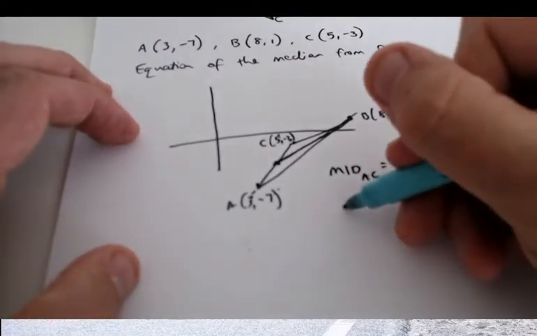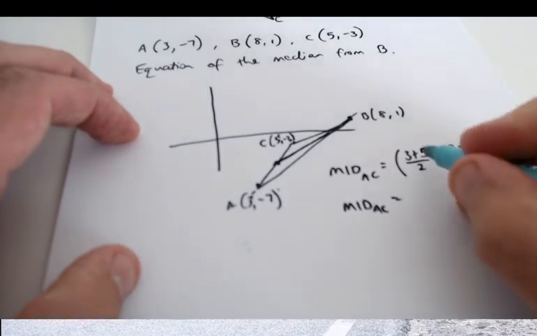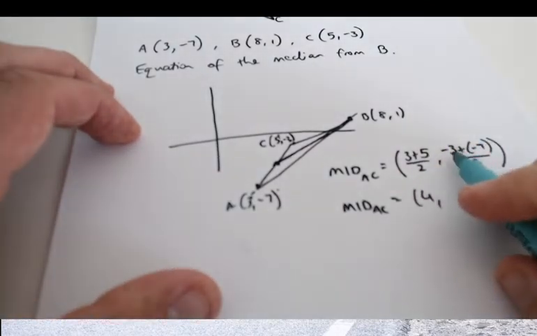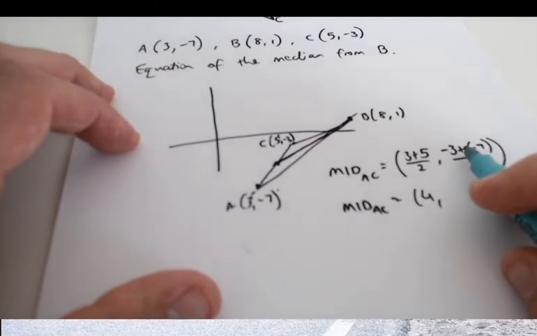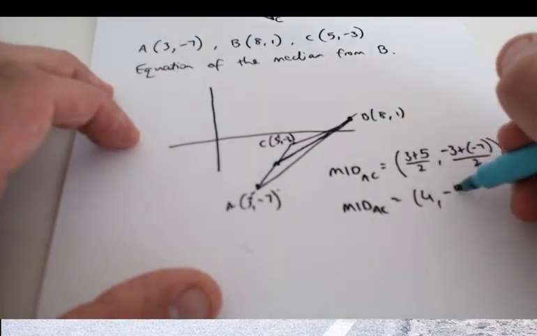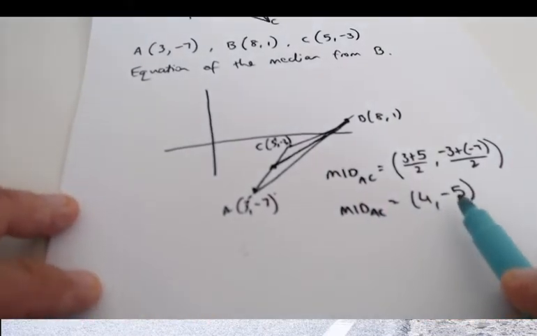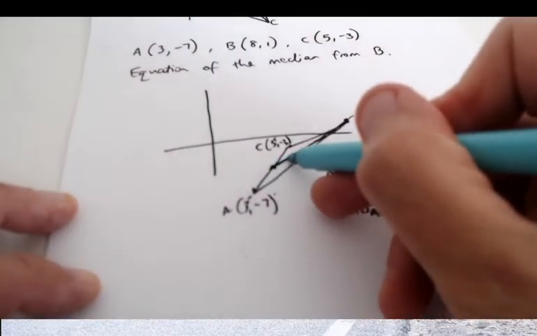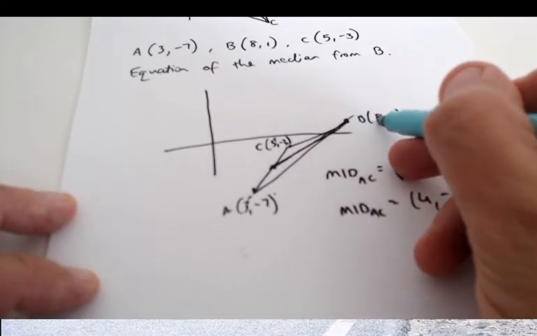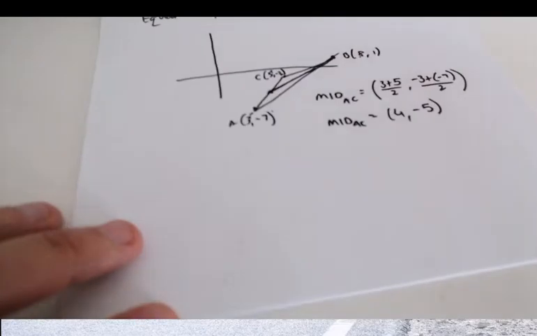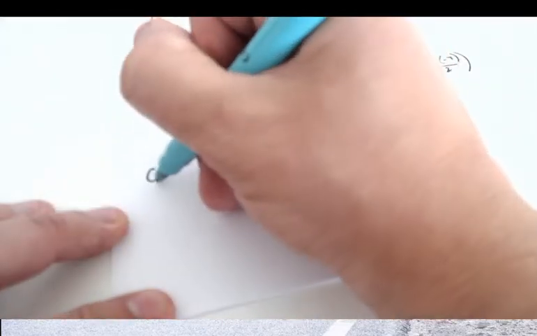Okay, so the midpoint of AC, 3 add 5 is 8, divided by 2 will give me 4. Minus 3 add minus 7 will be minus 10, divided by 2 will be minus 5. So the midpoint is (4, -5). So now I want the equation of this line here. I know that point and I know this point. So it should be quite easy from now on in. So I'm going to go for my gradient.